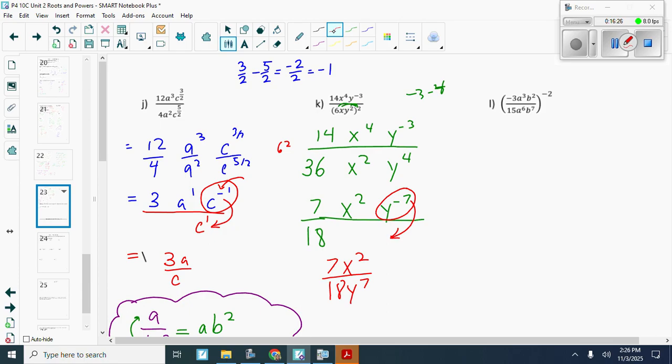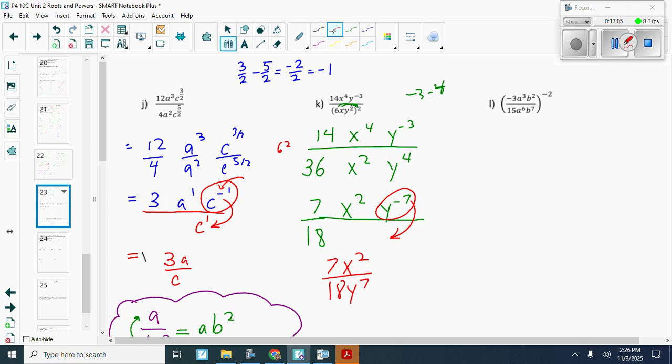When you have something like this, in example L, we have 2 choices. We could simplify in the brackets and then deal with the -2, or we could deal with the -2 and then do our brackets. Both strategies work. Sometimes it's what you see first. Some people like to simplify first and then deal with things. Other people are like, that -2 exponent, I just want to deal with it. I just want to write the reciprocal and then I don't have to deal with any negative exponents.